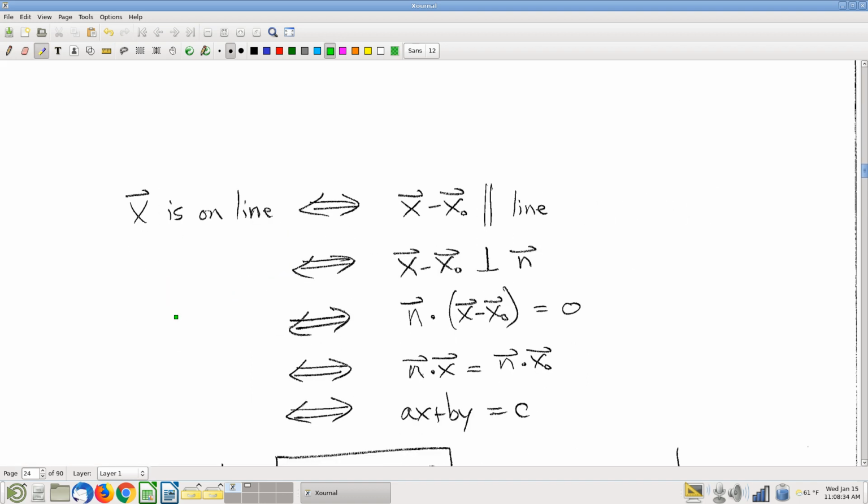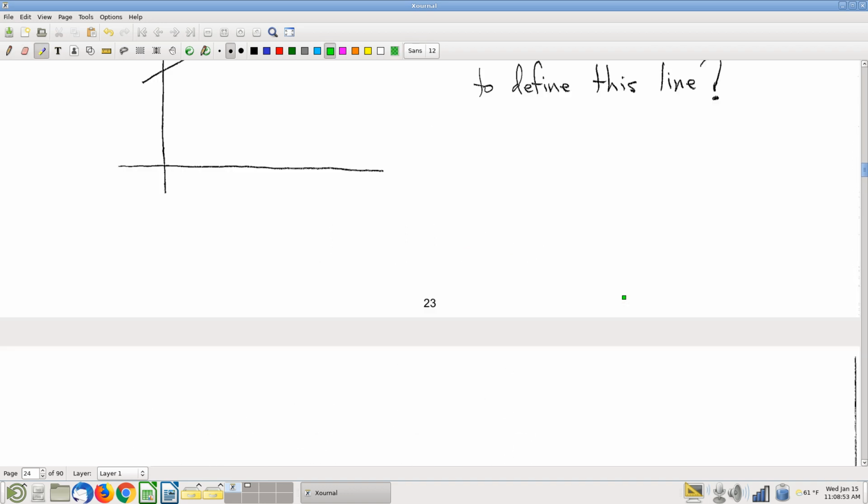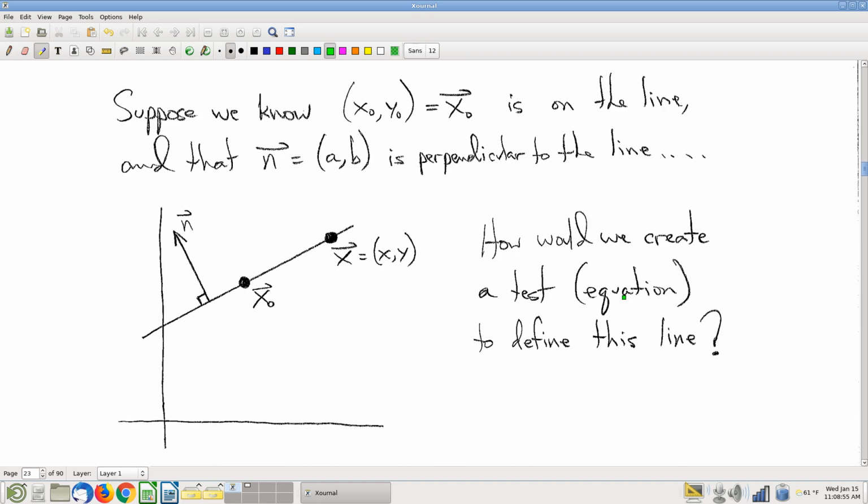Here you go. So x is on the line if and only if the difference is parallel to the line, which means that difference is perpendicular to the n vector. Perpendicular means dot product is equal to 0. And by the way, let's pay more attention to some details. This n vector that I defined here, let's give it coordinates a and b. This x naught vector here, we're going to call it x naught comma y naught.